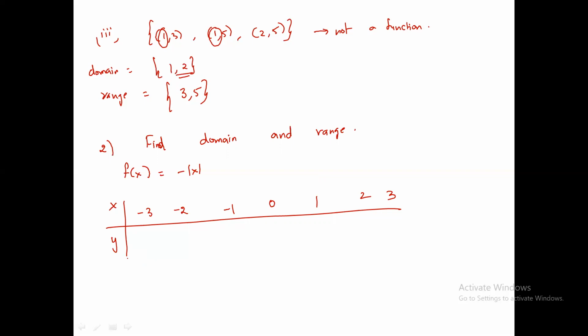what you will have. I already told you about the mod function. You will have minus of mod of minus 3. That means it is minus 3. When x is minus 2, minus of mod of minus 2, that is y. So it's minus 2. Similarly, when x is minus 1, it is minus 1. When x is 0, y is 0. But coming to 1, what will be y? Minus of 1. For 2, minus 2. For 3, minus 3.